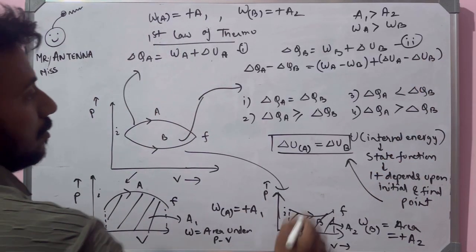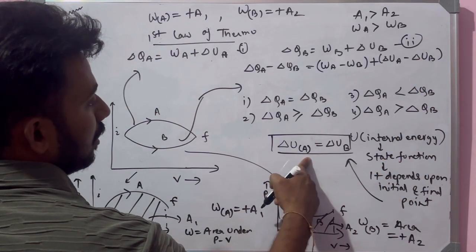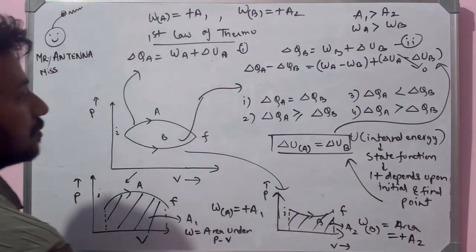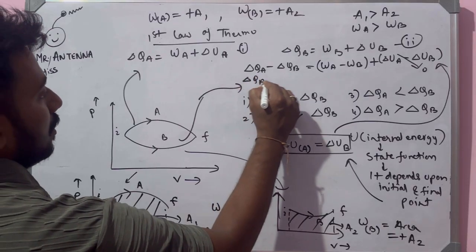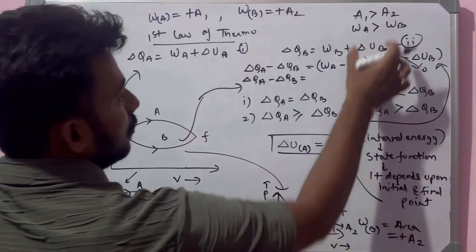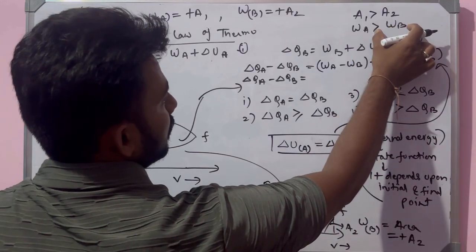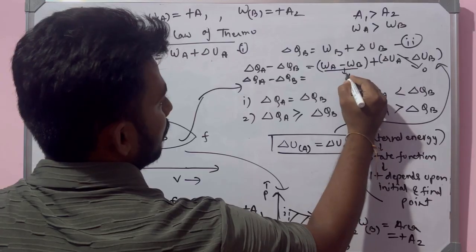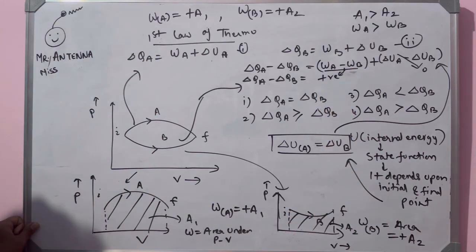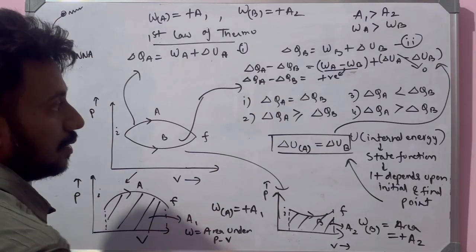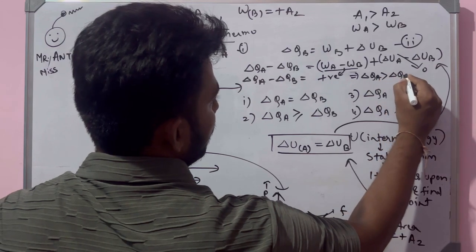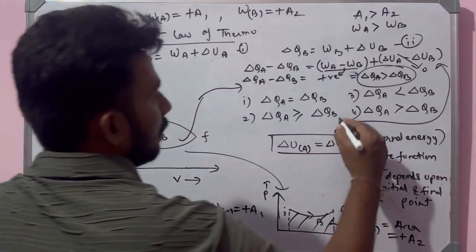Now we already got that change in internal energy along A and B are same, है ना? इसको उठा के you put it here. So this term will be 0. So can I write delta QA minus delta QB will be equal to WA minus WB. Now WA is greater than WB, so all in all this is some positive value. So delta QA minus delta QB I'm getting positive value. So can I say delta QA will be greater than delta QB? Simple. Okay, so I'll be having the fourth option.